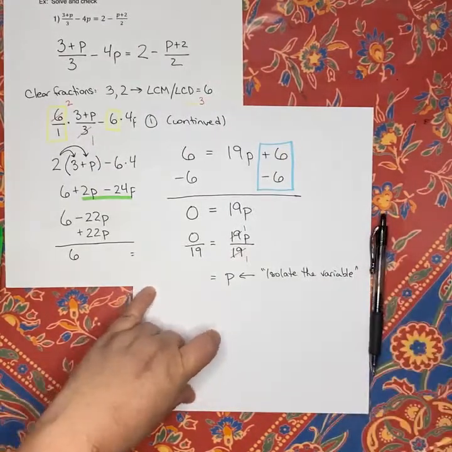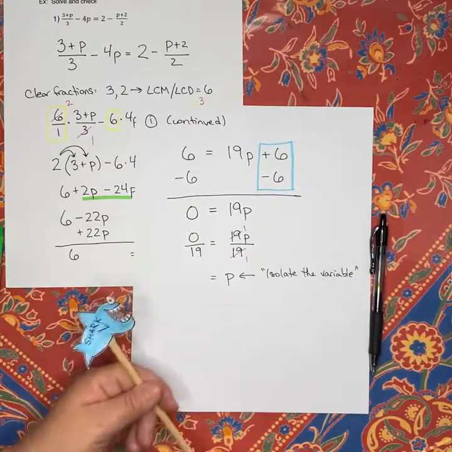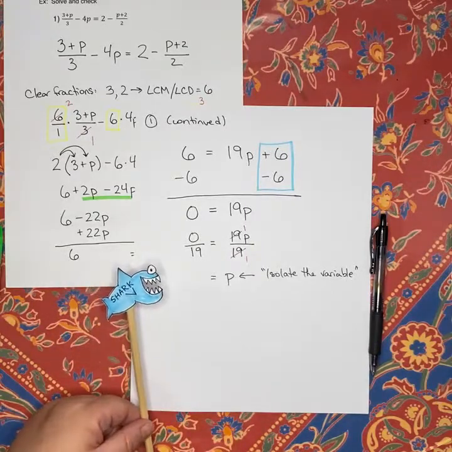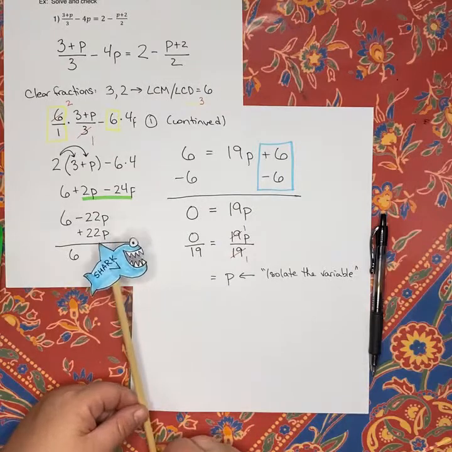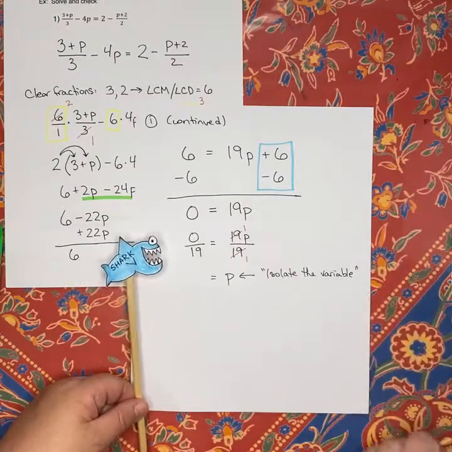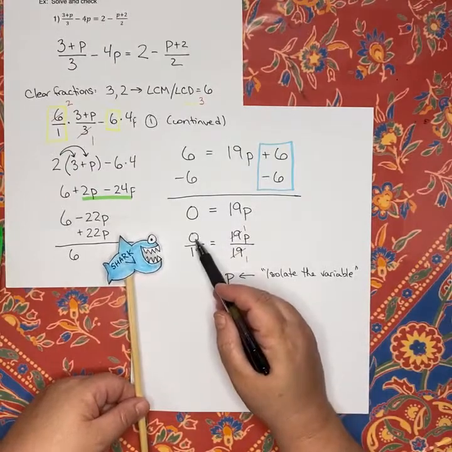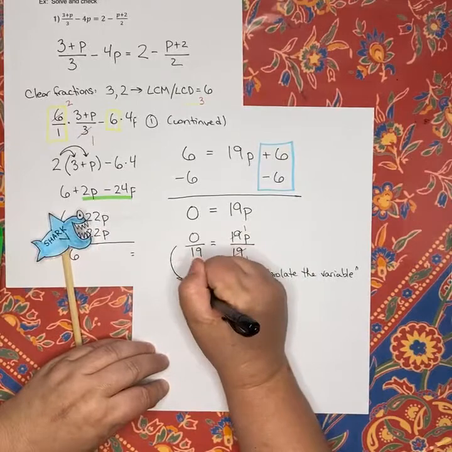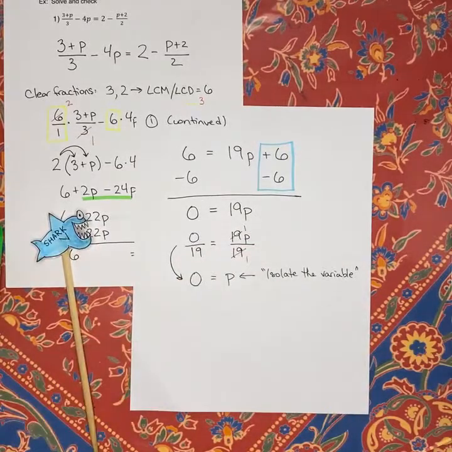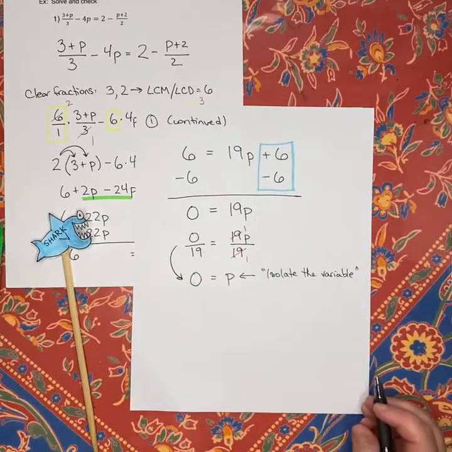And then I need to bring in my shark friend here because we've got 0. And the question is, are we going to get eaten by a shark? And the answer is no. We're absolutely not going to get eaten by a shark because 0 is on top. That's no problem. 0 on top is just 0. Woohoo! p equals 0. Are we done?